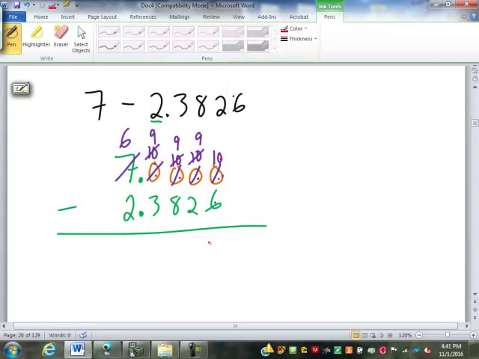10 minus 6 is 4. 9 minus 2? 7. 9 minus 8? 1. What's next? 9 minus 3 is 6. And then have to bring down my decimal point. Good catch. And finally, 6 minus 2 is 4.